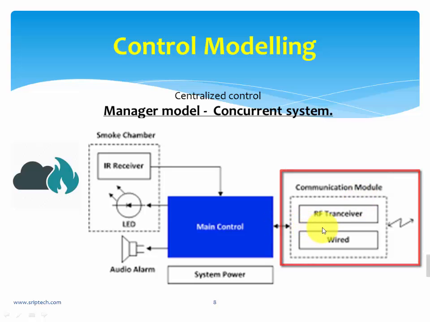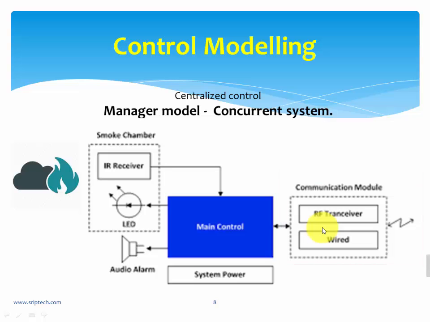to the owner of the building stating that there is a fire in the office or building, and once the fire has stopped, a message can also be sent that the fire has now come under control, or the smoke has now come under control. Now this is a simple example of a centralized control manager model concurrent system.